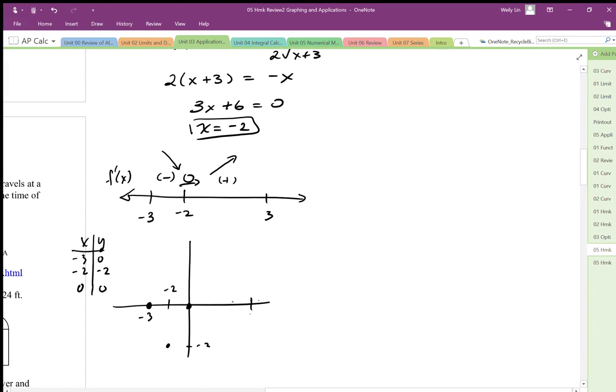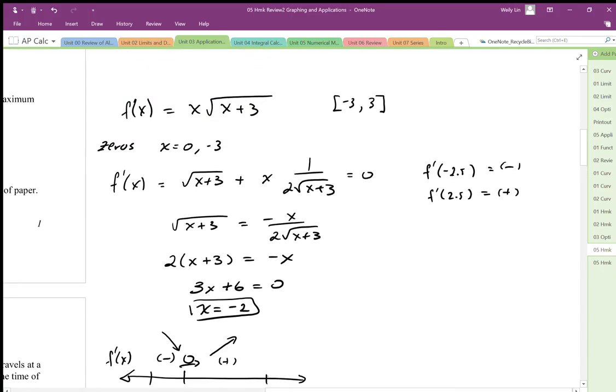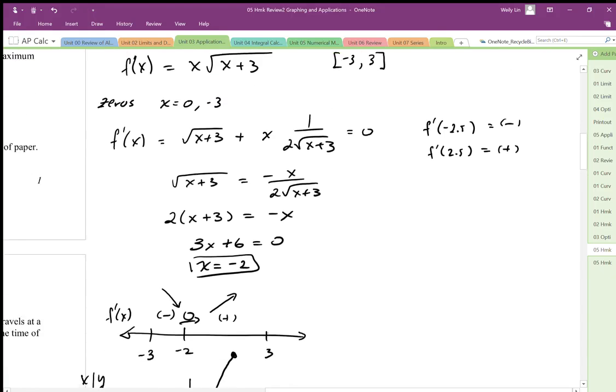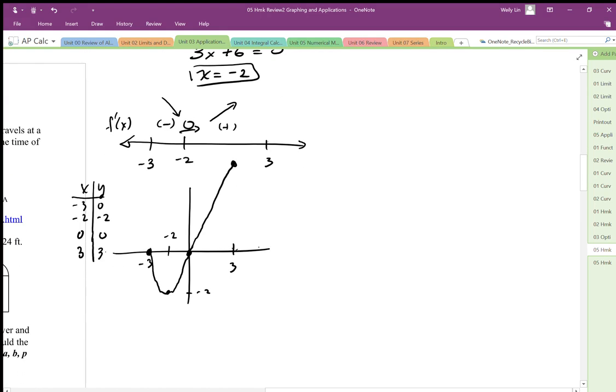Now when I test this, I also have to check the endpoint. I know it's going to go down, up through here, and then it's just going to go up. I'm going to draw that over here a little bit. So I know the graph's going to go like this, hit the minimum, go through the 0, and go to some point here. At x equals 3, y is equal to, plugging it into my original equation, 3 times square root 6. So 3 root 6 is approximately 7.3. That's what my graph looks like.